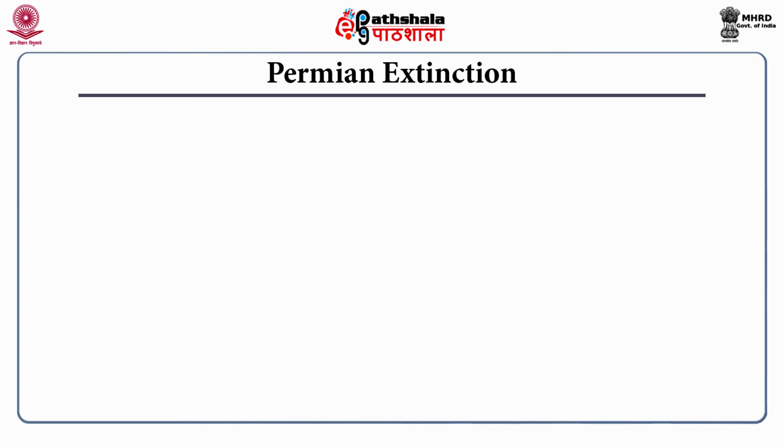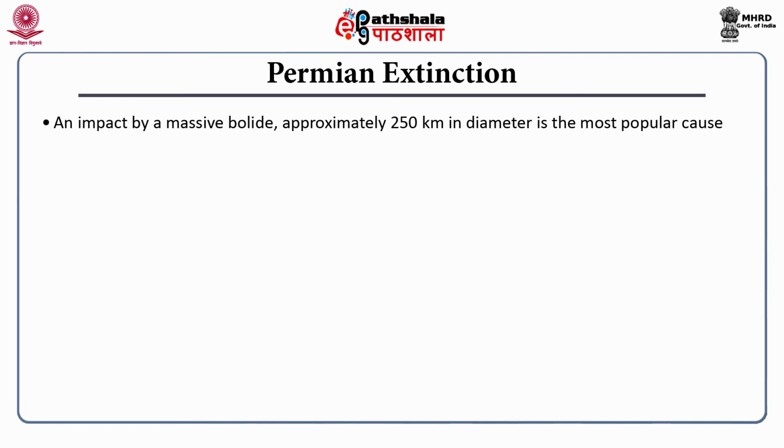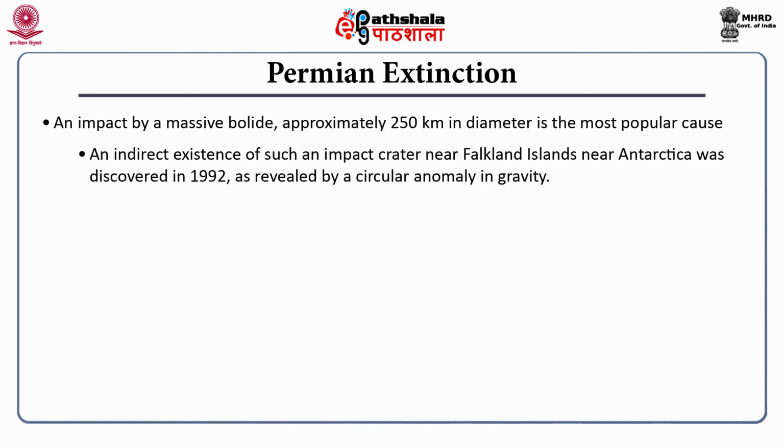The consensus is that there was a giant impact by a massive bolide, an asteroid approximately 250 kilometers in diameter, the biggest asteroid impact the Earth has ever witnessed, and that is the most popular cause. Now, indirect evidence of such an impact crater near the Falkland Islands near Antarctica was discovered in 1992, through fluctuations in the magnetic activities, published in 1992, as revealed by a circular anomaly in the gravity.